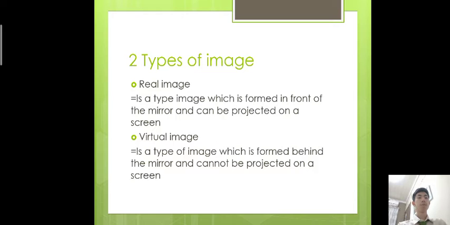There are 2 types of image. The first one is real image. Real image is a type of image which is formed in front of the mirror and can be projected on a screen. While virtual image is a type of image which is formed behind the mirror and cannot be projected on a screen.